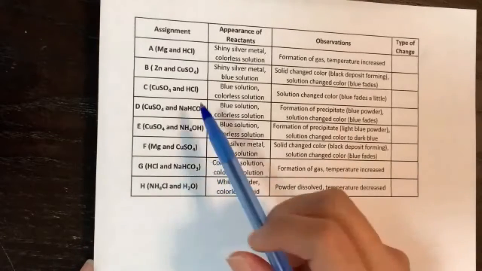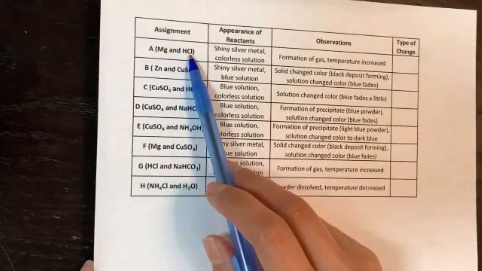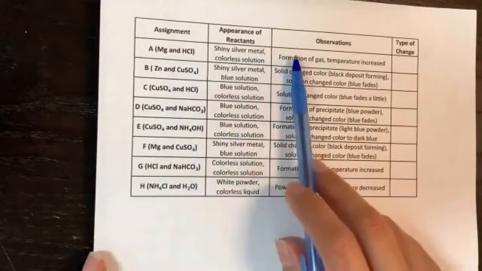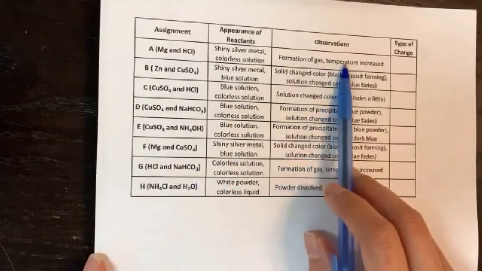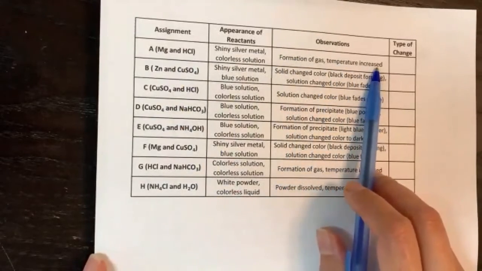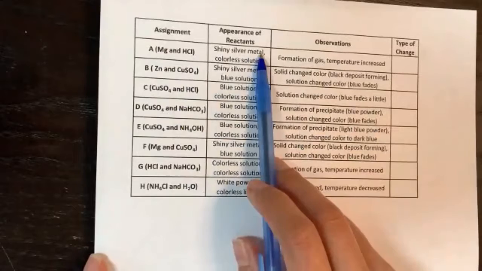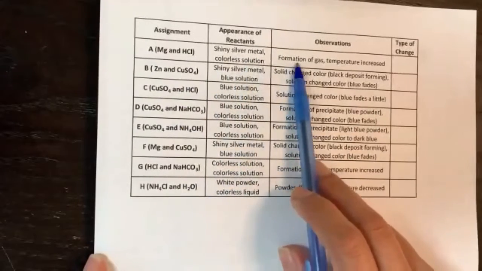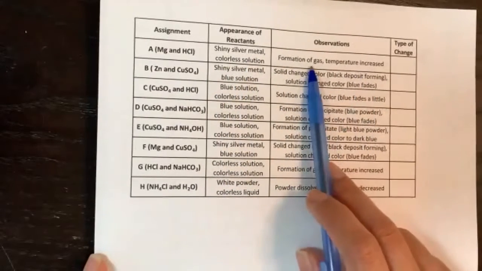So for example here, if you take magnesium and hydrochloric acid and mix them together, it says you form a gas and the temperature goes up really high. At first, the metal was shiny silver, and they don't observe any color changes. But the fact that there's gas here tells me this is a chemical reaction.